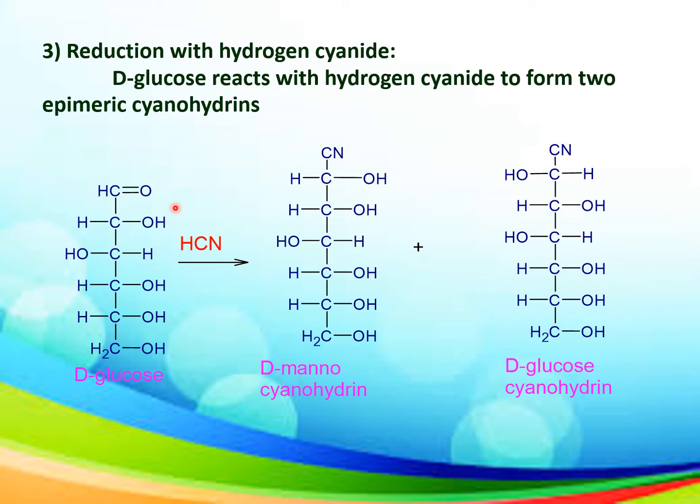Okay, next we'll imagine the C double bond O is present at the left hand side. So this O and this H will combine together and we will get OH at the left hand side and the remaining CN will be attached to the top corner of the carbon atom. So we get two products, that is D-mannose cyanohydrin and D-glucose cyanohydrin, which are epimers.